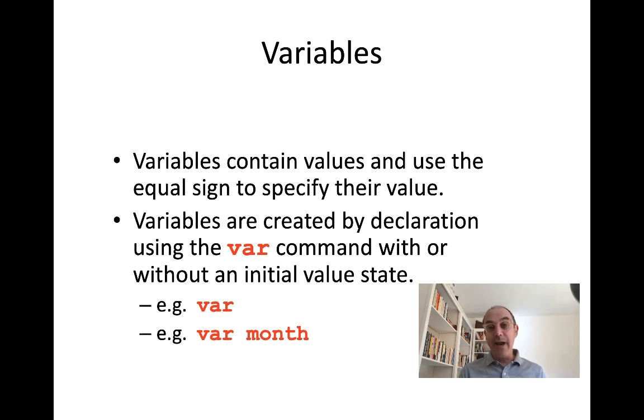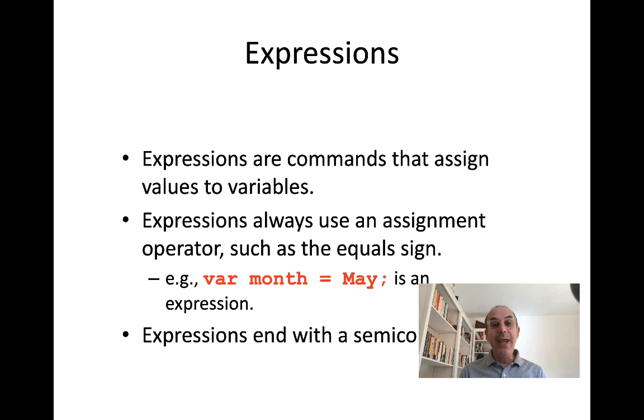A variable contains the use of an equal sign to specify the value. Variables are created with a declaration using the var command, with or without an initial value. For example, it can be empty, or you can say var month, and it will declare what it entails.